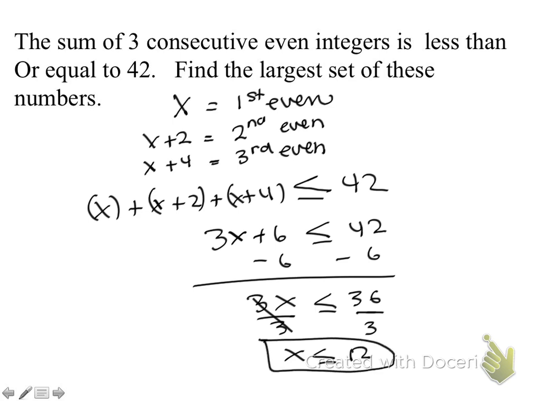I got X equals what? X is less than or equal to 12. So it's 12, it's 14, and then it would be 16. So reminding you, it's 12, comma 14, comma 16. Are there any questions there?